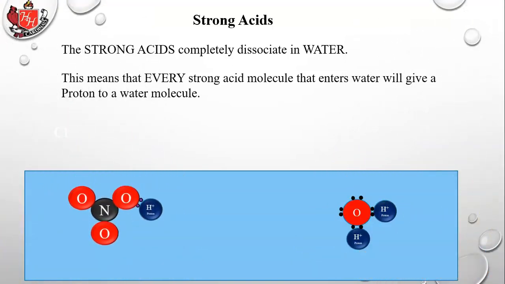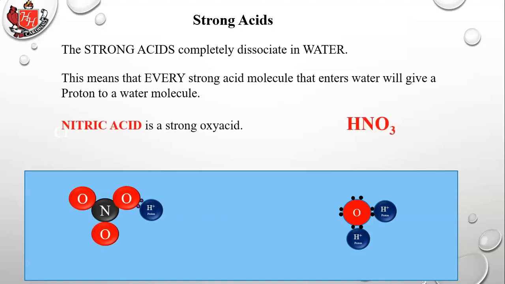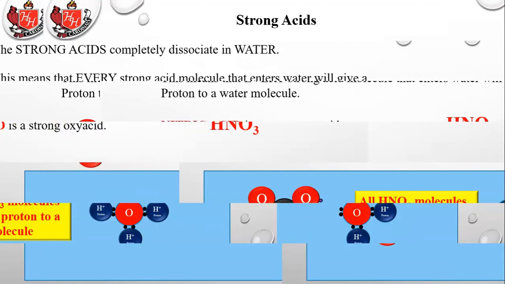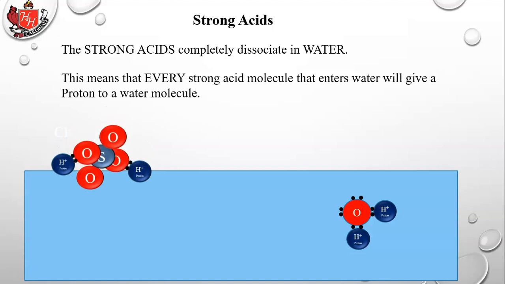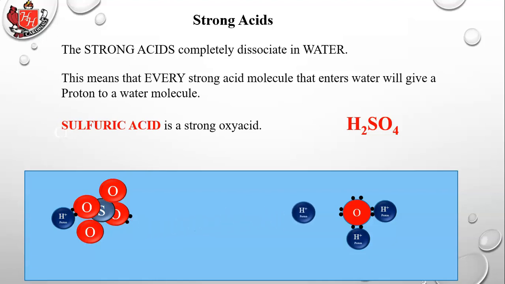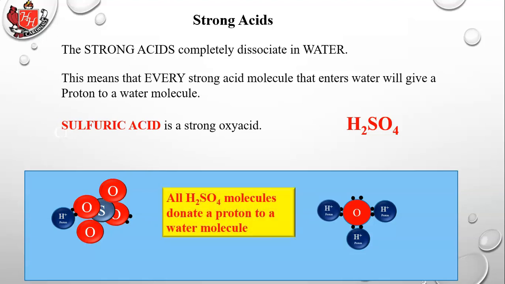Now we get into the oxyacids. Nitric acid is a strong oxyacid, HNO3. All HNO3 molecules donate a proton to a water molecule. Sulfuric acid is a strong oxyacid, H2SO4. All H2SO4 molecules donate a proton to a water molecule.